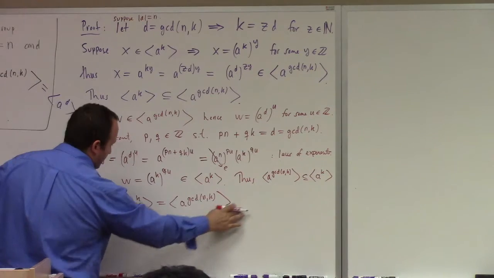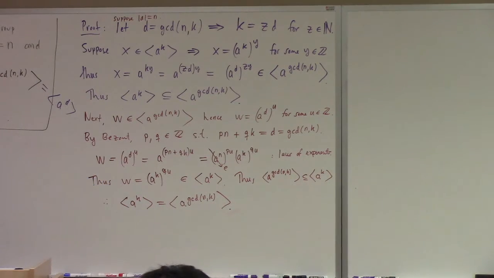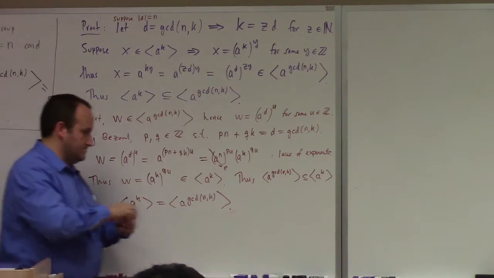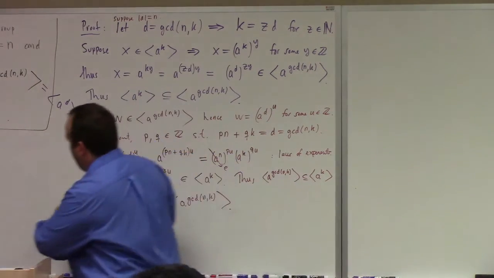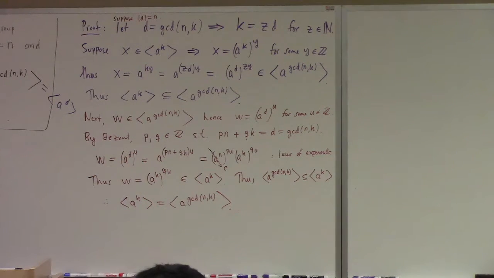Now, I'd say the proof is done, but it's not quite done yet, right? That's the first part of it. What else do we have to show? See, we're still supposed to show that the order of a to the k is this, right? How are we going to do that?